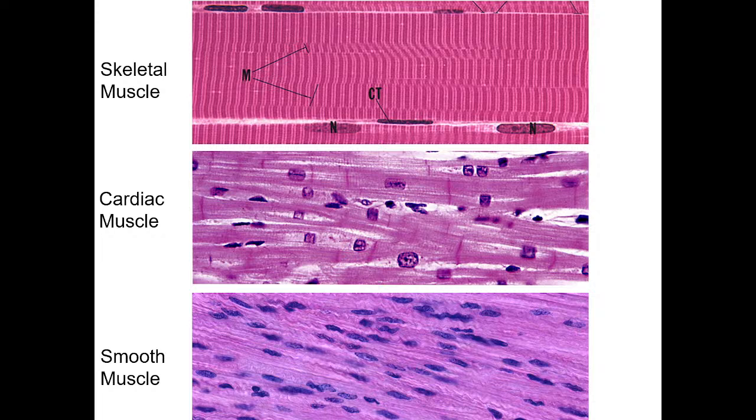So these are basically a high power view, 40x. You can see this in 40x, and then we can see the centrally placed nuclei. Maybe sometimes two, most of the time one nucleus in the cardiac muscle, and this is the smooth muscle in the longitudinal section. So that is all about the muscles. Any doubt?